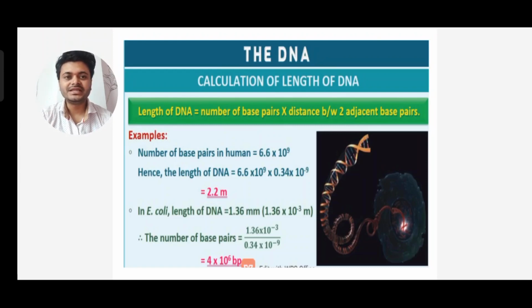And in E. coli the length of DNA is 1.36 millimeter, that is 1.36 × 10^-3 meters. So the number of base pairs is this divided by this: 1.36 × 10^-3 divided by 0.34 × 10^-9. So it comes to 4 × 10^6 base pairs. So this is all about the calculation of the length of DNA.